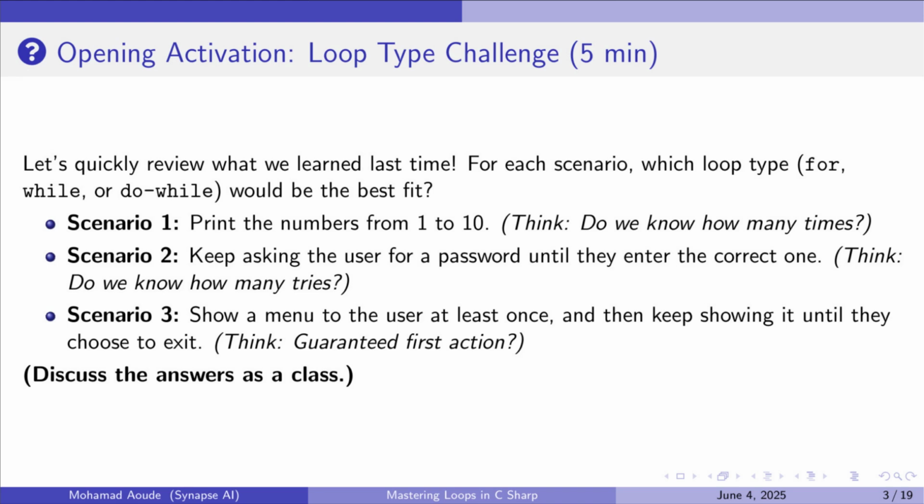Let's start with a quick warm-up. For each scenario, decide whether a for, while, or do while loop is the best fit. Scenario 1, print the numbers from 1 to 10. We know exactly how many times. Scenario 2, keep asking the user for a password until they enter the correct one. Number of tries is unknown up front. Scenario 3, show a menu to the user at least once, then keep showing it until they choose to exit. We want one guaranteed display before checking. Discuss these with a partner for 5 minutes, then we'll review together.